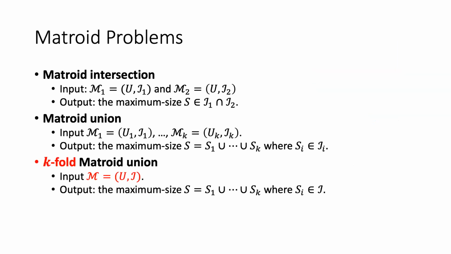And the other problem is matroid union. So now the input has K matroids, and these K matroids may have different ground sets, and they may also have different notions of independence. And our goal is to compute the maximum set S, which can be written as the union from S1 to Sk, where Si is an independent set in the ith matroid. A particular special case that is often very relevant is this K-fold matroid union problem. So we now assume that all the K input matroids are the same, and therefore the output will correspond to finding the maximum set S, which can be partitioned into K independent sets.